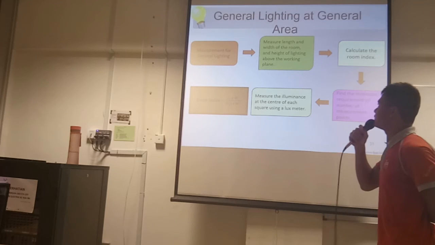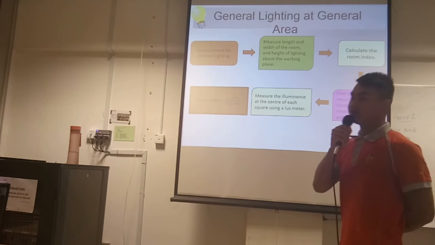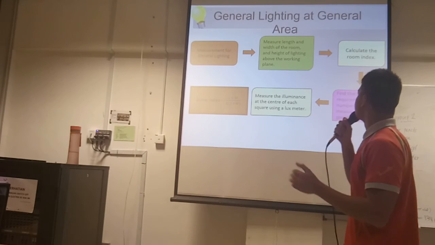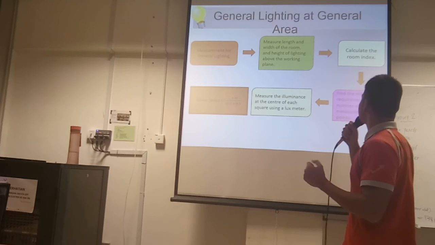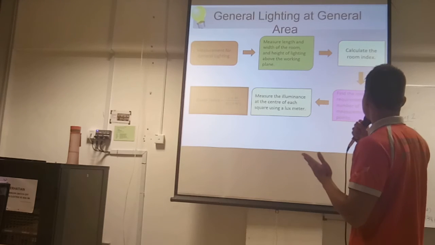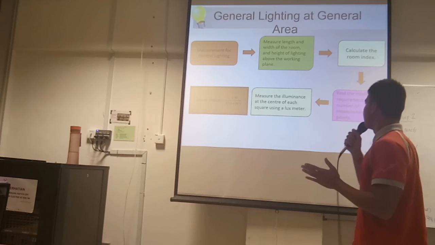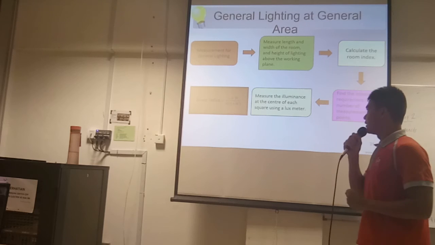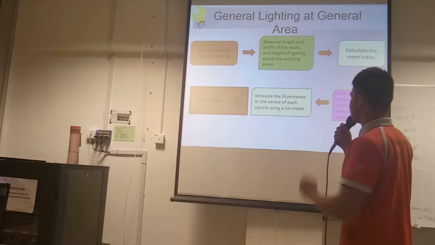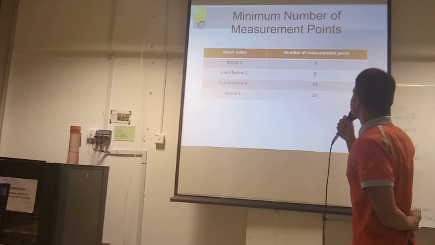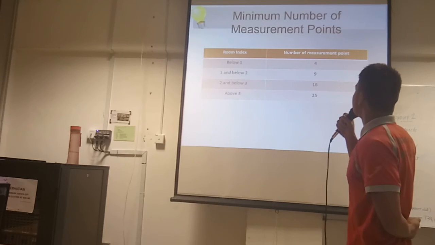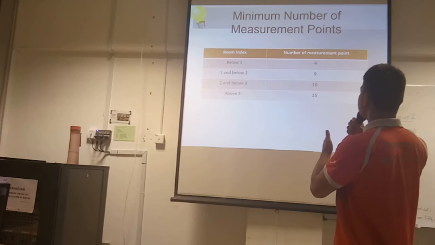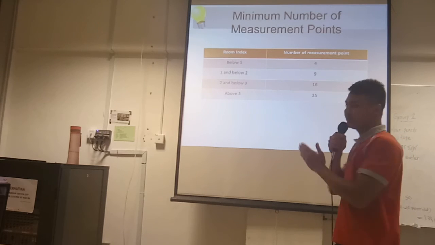So for measurement of general lighting, first measure the length and width of the room and the height of the lighting above the working plane. The third step is to calculate the room index and find the minimum required number of measurement points. And finally, measure the illuminance at the center of each square using a lux meter based on the equation on the screen. For the minimum number of measurement points by room index: below 1 is 4, 1 and below 2 is 9, 2 and below 3 is 16, and 3 and above is 25.